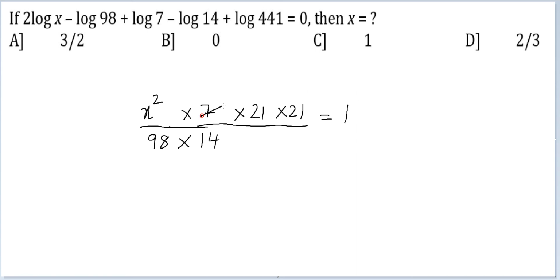Fine. So this and this cancels to give me 2. This cancels to give me 2, and this will cancel to give me 3. This will cancel to give me 3. So I get x square is equal to 4 by 9, or x is equal to 2 by 3. Answer to the question, option B.